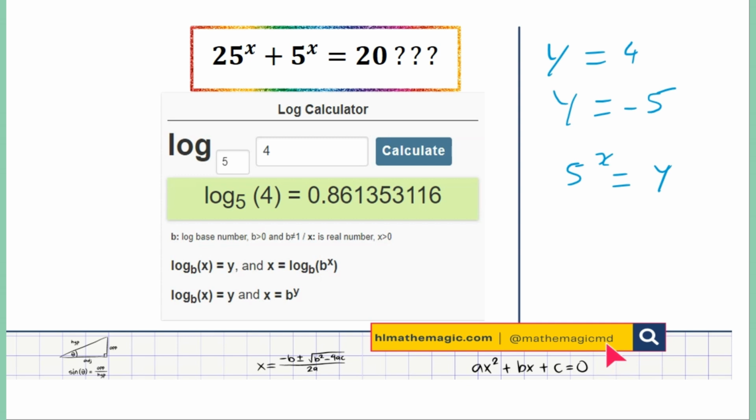So I hope this was useful and that you enjoyed turning this equation with a change of variable into a quadratic equation and solving using logarithms, since it's a power function.